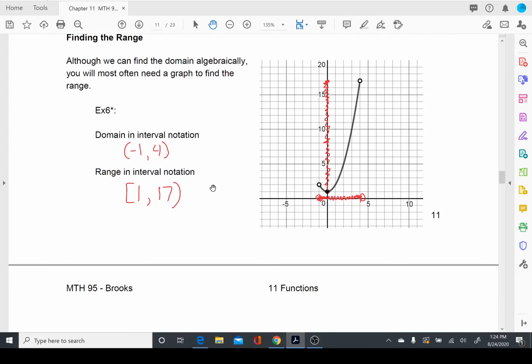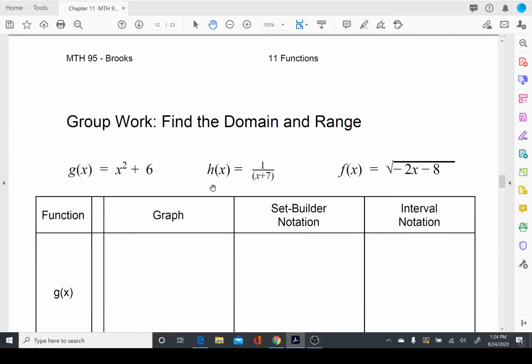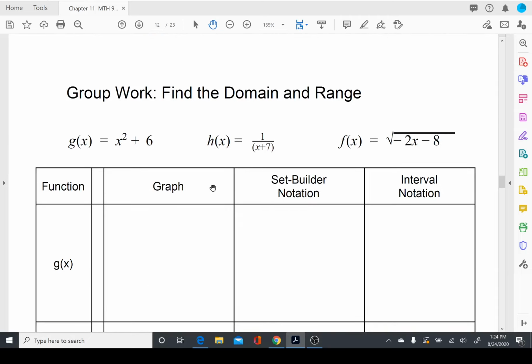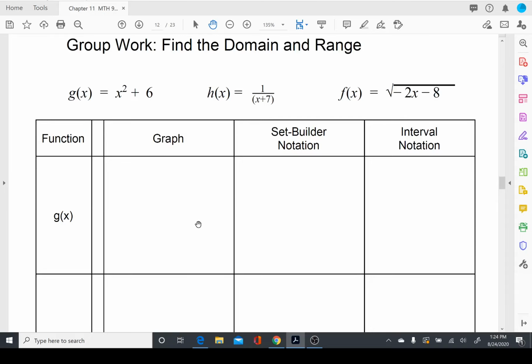All right, what's coming up next for you is your group work, where you'll be finding the domain and range of various functions, and I'm asking you to graph each of these, and we'll talk about that in class.